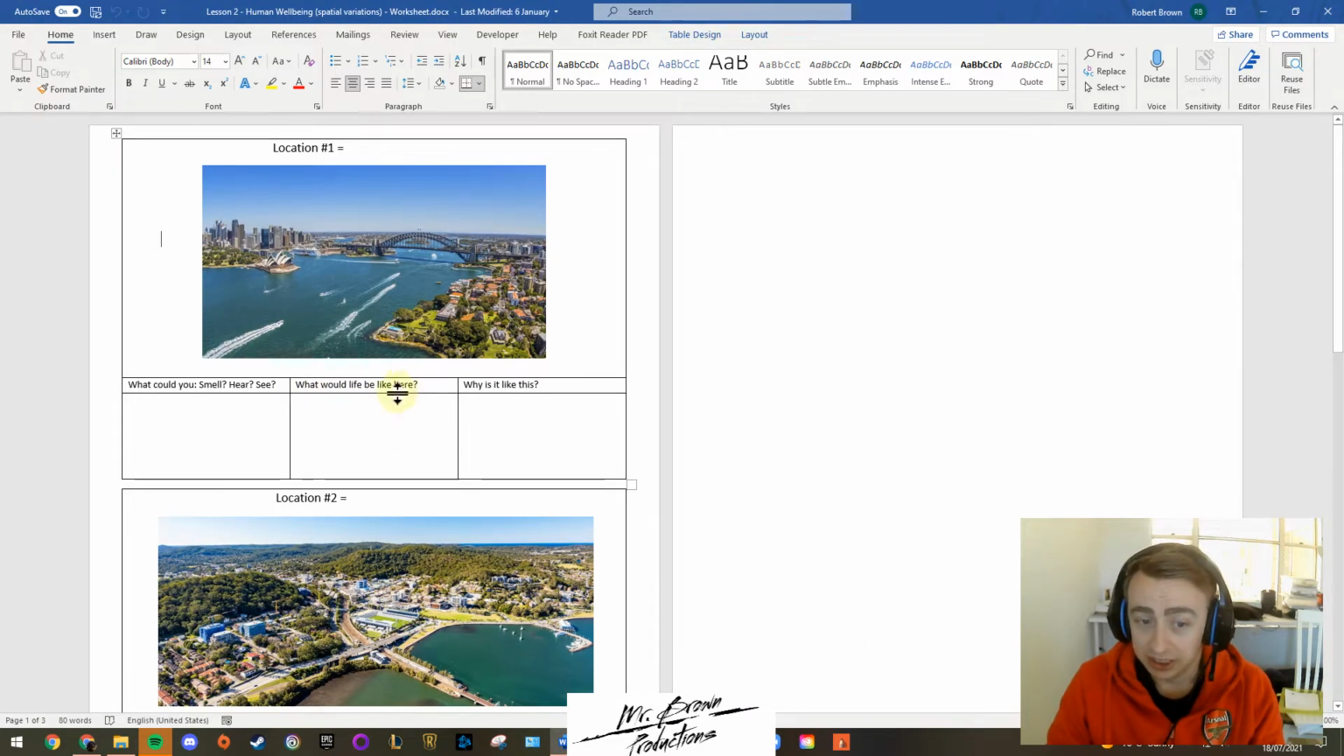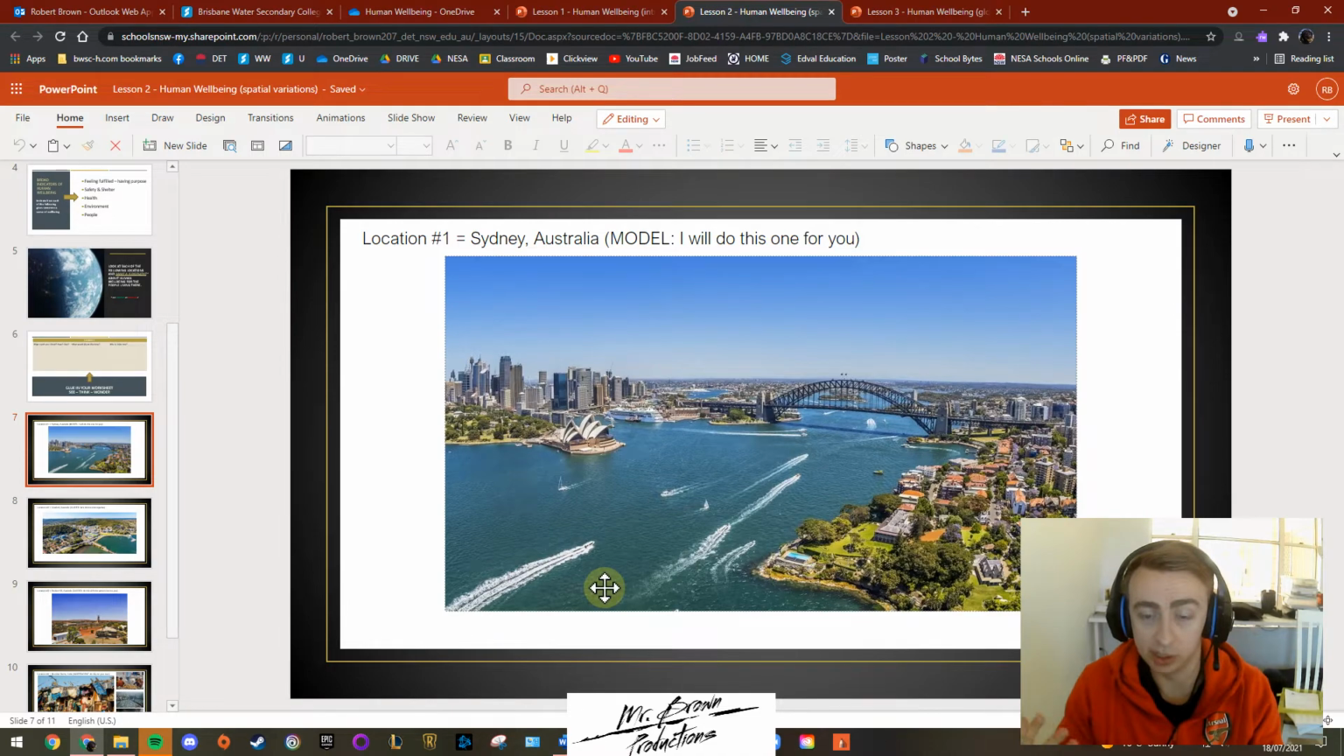So what would life be like here? So that's kind of, I could list what I could hear, see or smell there. What would life be like here? According to what I can hear, see, smell, I would say that life here would be very good. As I said, there's lots of access to different jobs. You've got a lot of different entertainment services. You've got all the essential things you need to survive: food, water, shelter, safety.